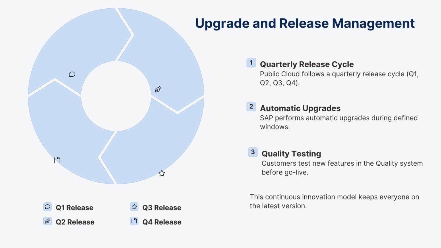Upgrade and release management. Public cloud systems are updated automatically every quarter. SAP performs these upgrades during pre-announced maintenance windows. Customers can test new functionality in the quality tenant before it goes live in production. This model ensures all customers stay on the same latest version worldwide, simplifying support and learning.